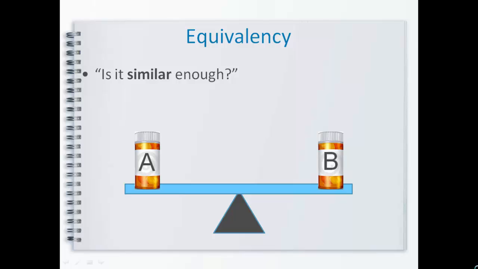Equivalency studies differ in that they do not aim to prove that a treatment is better, but rather that it is similar enough to another treatment. Since it is impossible to prove exact equivalence, a margin for comparison is chosen. This margin is compared with the confidence interval around the difference between the two groups. If the confidence interval falls within the margin, the two treatments are deemed equivalent. This design is commonly used to compare a generic medication to the parent drug that it is mimicking.